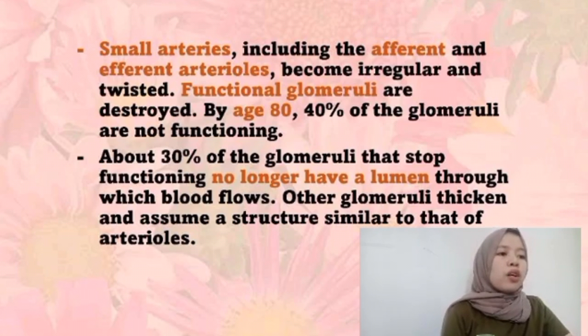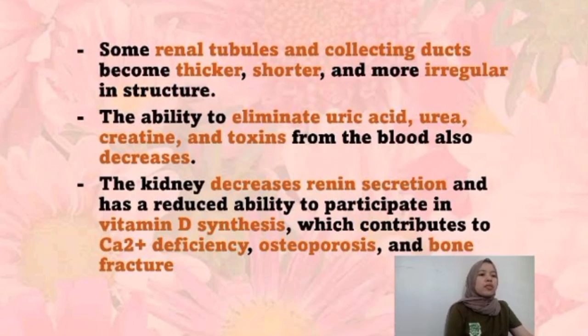About 30% of the glomeruli that stop functioning no longer have a lumen through which blood flows. Other glomeruli thicken and assume a structure similar to that of arterioles. Some renal tubules and collecting ducts become thicker, shorter, and more irregular in structure. A renal tubule is any of the long narrow tubes in the kidney that concentrate and transport urine from the nephrons. The capacity to secrete and absorb declines and whole nephrons stop functioning.